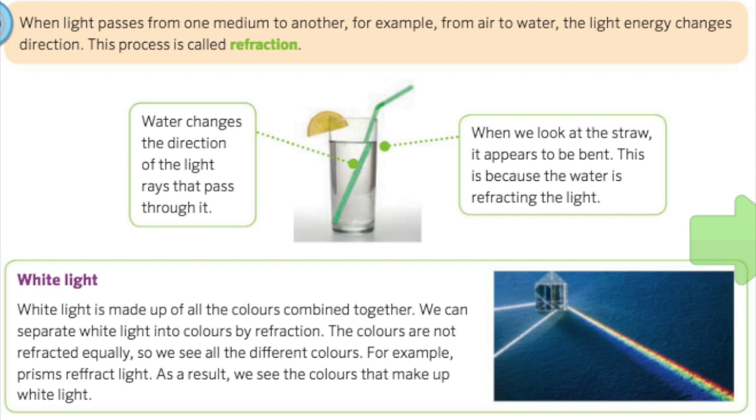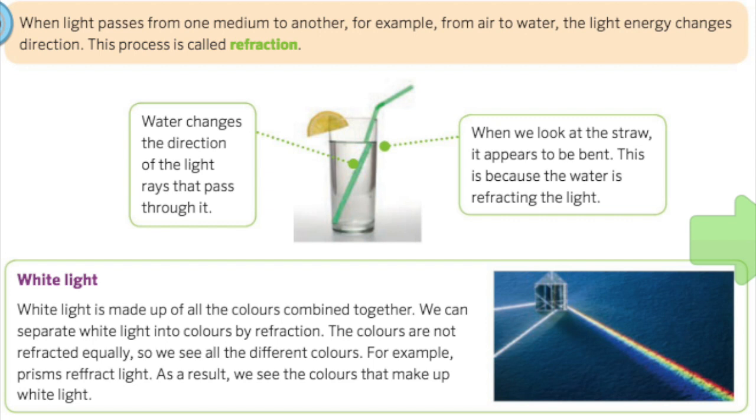Now let's talk about white light. White light is made up of all the colors combined together. We can separate white light into colors by refraction. The colors are not refracted equally, so we see all the different colors. For example, prisms refract light. As a result, we see the colors that make up white light.